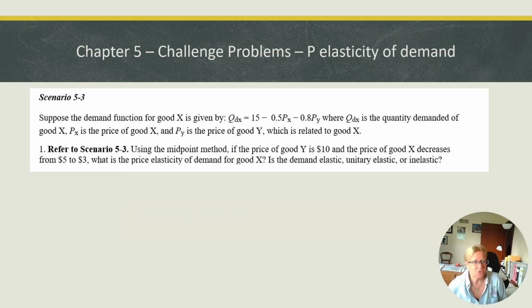So this is our first problem. Suppose the demand function for good X is given by the quantity demanded of X is equal to 15 minus 0.5 Px minus 0.8 Py, where Qx is the quantity demanded of X, Px is the price of good X, and Py is the price of good Y, which is related to good X.